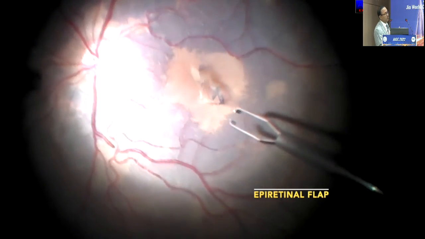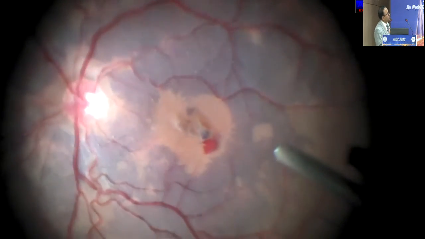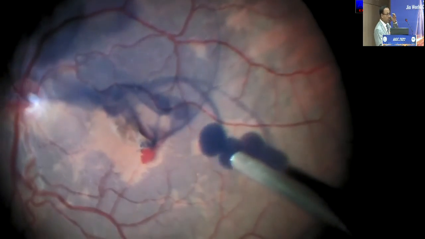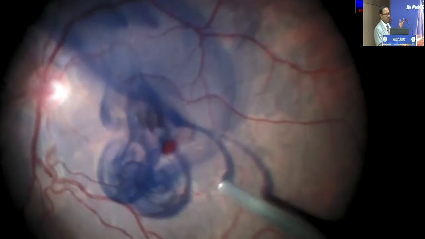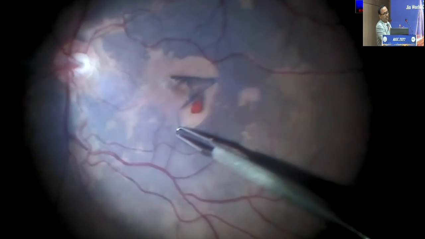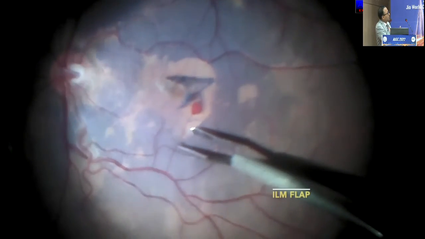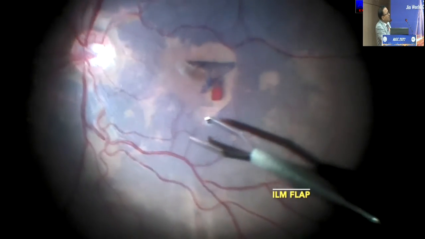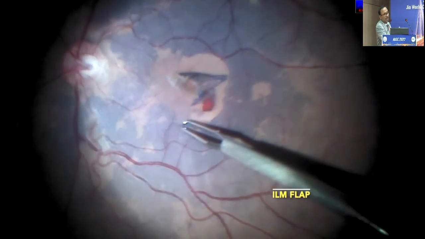The first flap is the epiretinal flap, which you keep around the fovea. After that, you start staining again. Multiple staining is important for this type of surgery, where you can have different layers coming together. Now you can see a very well-stained ILM. Now you start making the ILM flap.